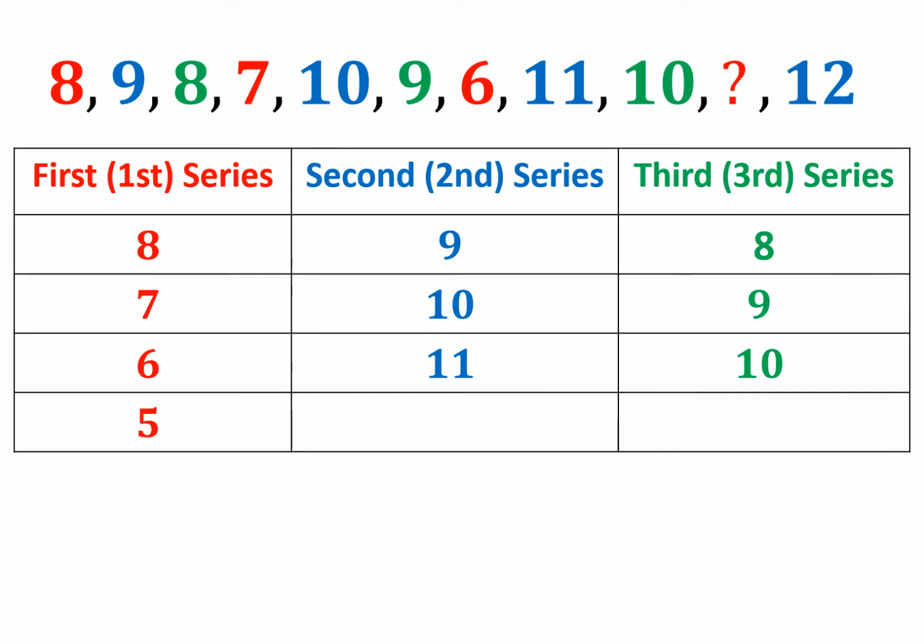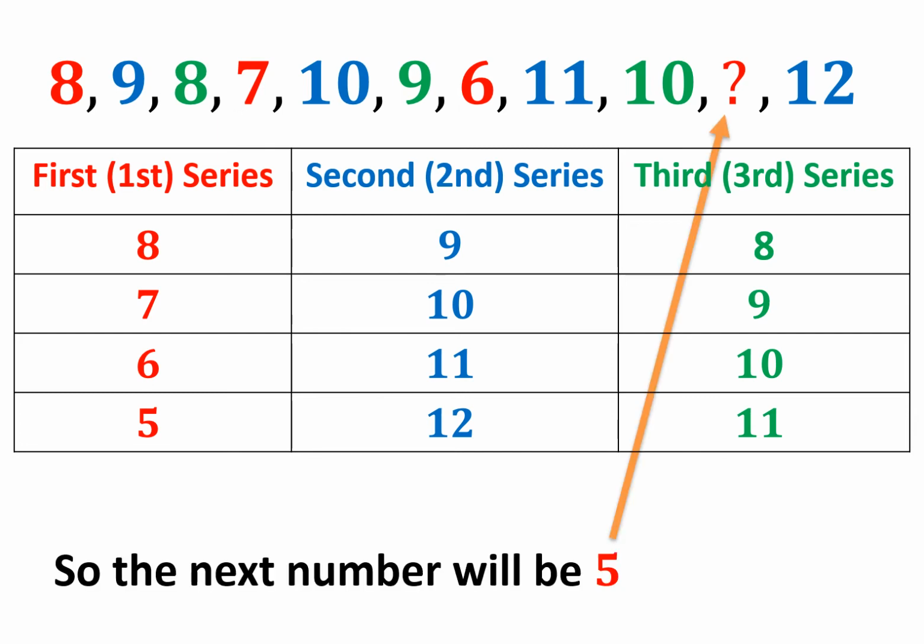Next number in the first series of 8, 7 and 6 will be 5. The next number in the second series of 9, 10 and 11 will be 12. And the next number in the third series of 8, 9 and 10 will be 11. So, in the given series above, the next number will be 5.